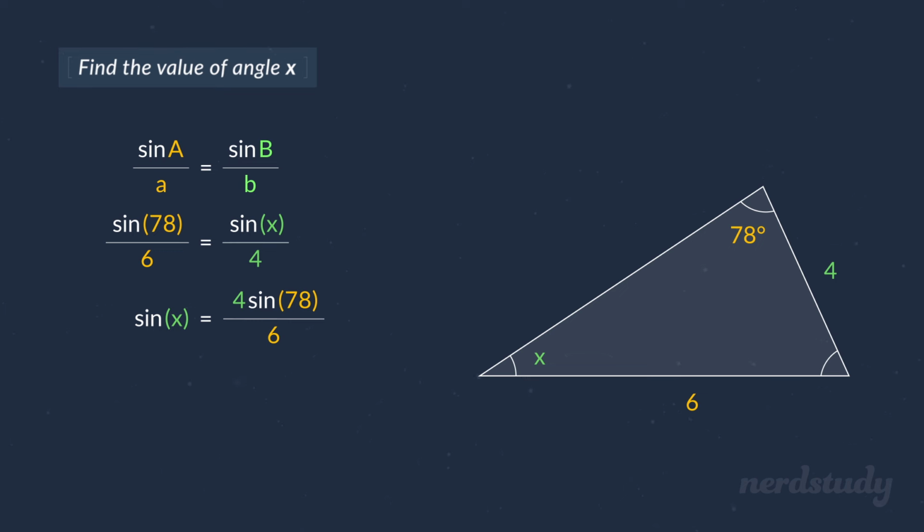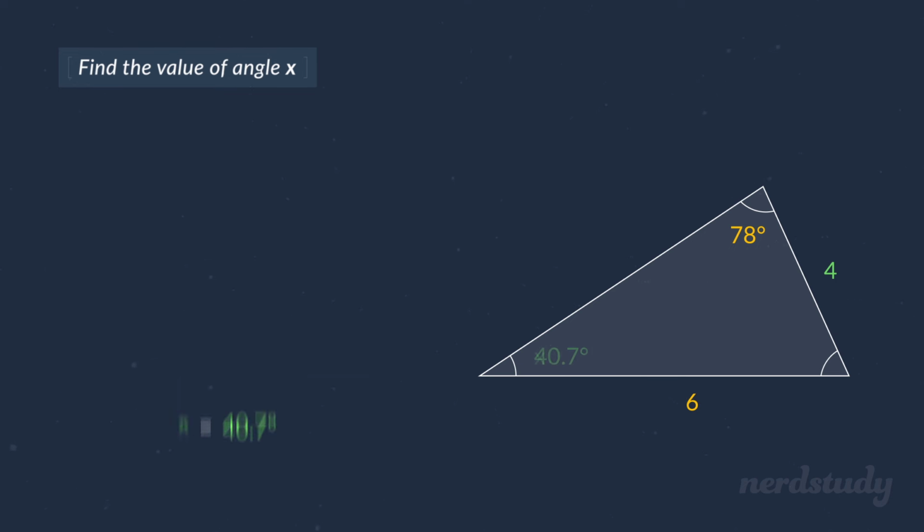Now, how do we wrap this up? Well, remember that we can take the inverse sine of all of this right here. If we punch all of that into the calculator, making sure that we've included all necessary brackets, we'd get roughly 40.7 degrees. So there's our value for x.